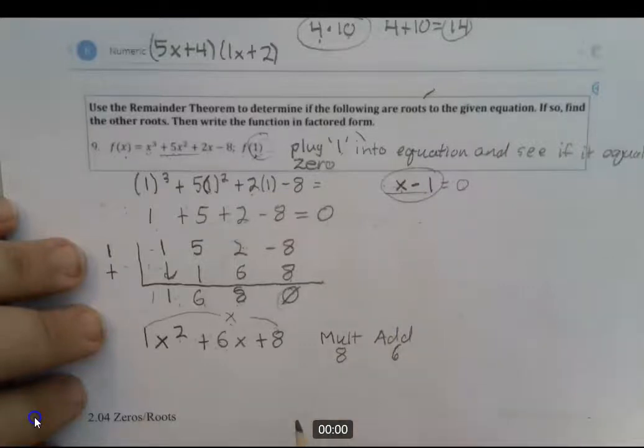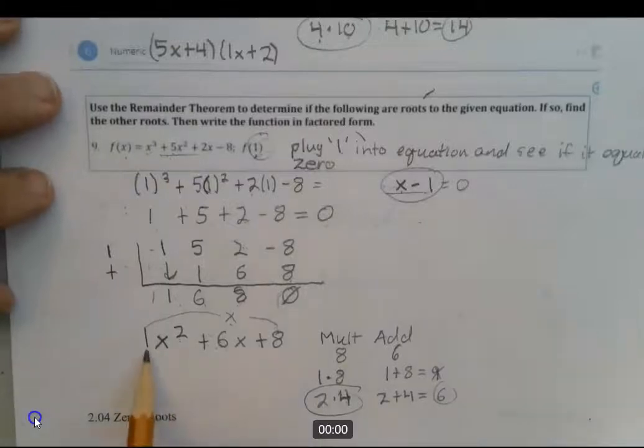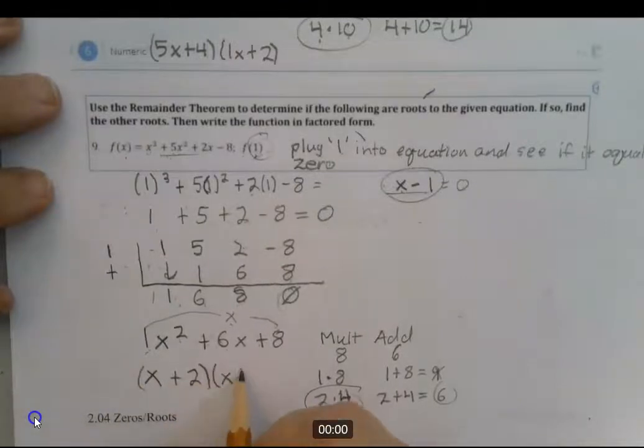Okay, so everything's positive numbers, so we just deal with positive numbers here. 1 times 8 is 8, and 1 plus 8 is 9. That's not what we're looking for. 2 times 4 is 8, and 2 plus 4 is 6. That is what we're looking for. So 2 and 4 are our numbers. So again, there's no leading coefficient except the 1 there, so it just simply becomes x plus 2 times x plus 4. So that's this factor.